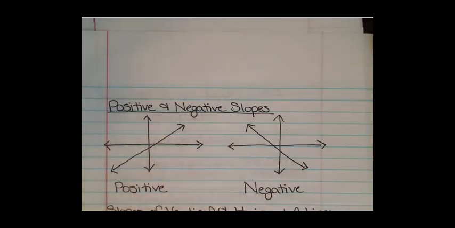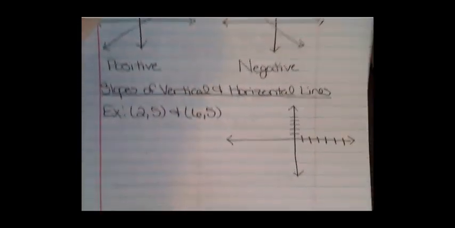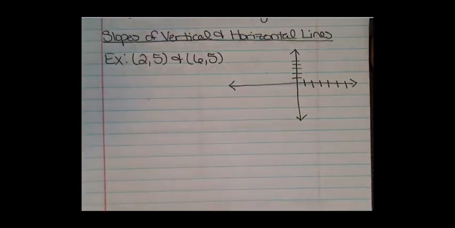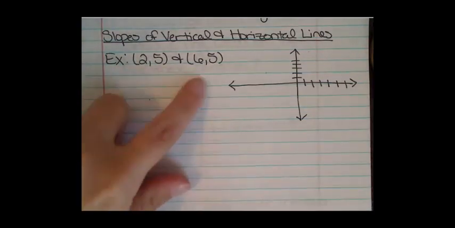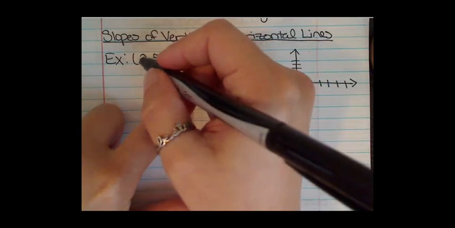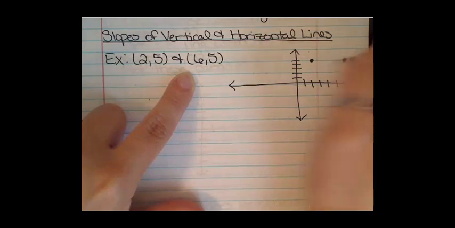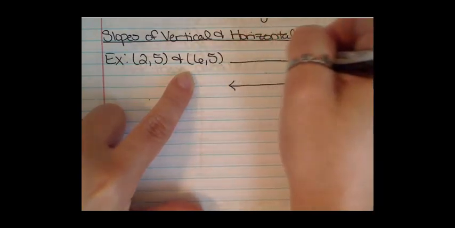Now, the next thing we're going to talk about is slope of vertical and horizontal lines. The vertical and horizontal lines are always kind of special. So how do you find the slope of those? So the first thing I want to do is I just want to plot this so you can kind of see the line. We have 2, 5, so go over 2 and up 5. And then we have 6, 5. So we have a horizontal line.